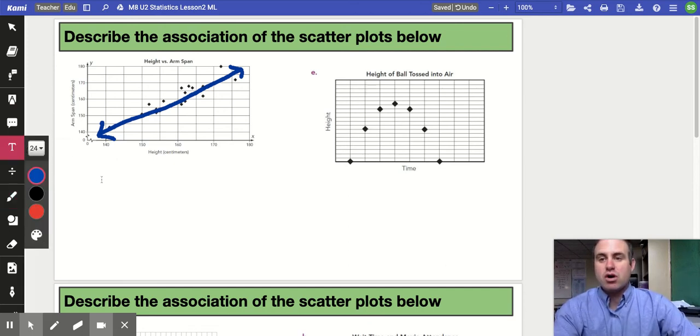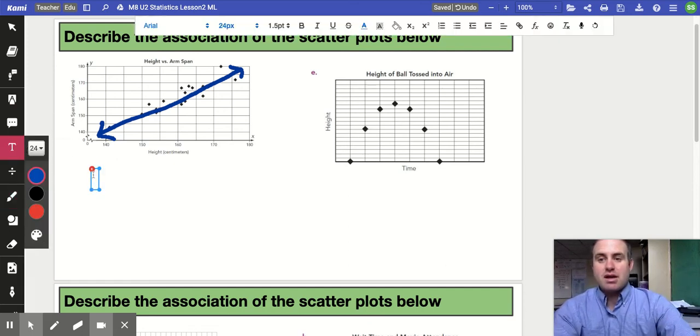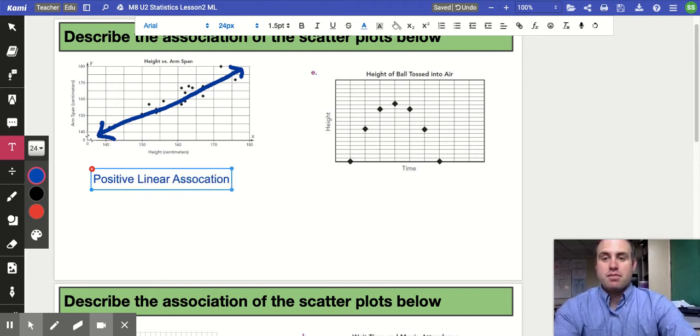And we would say that this graph has positive linear association because it strongly matches a line when we graph it.